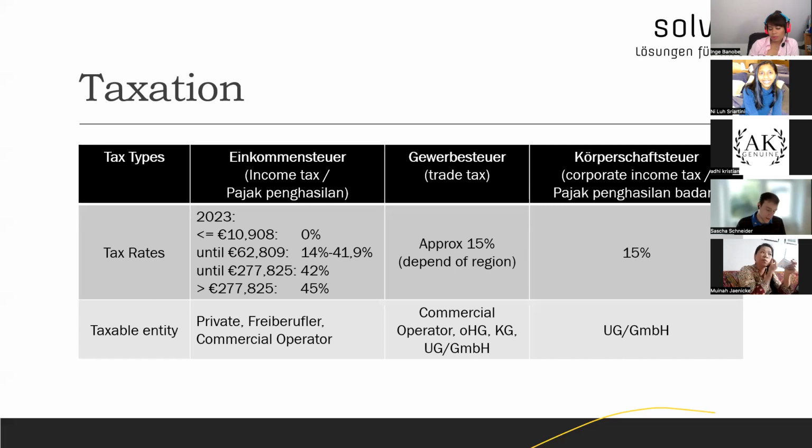And the corporate income tax, of course, it's for the UG and the GmbHs as well, because that's a tax for non-natural persons, you could say. So that's just the GmbH, and they also pay the trade tax too. So the total tax for the GmbH would be 30%.